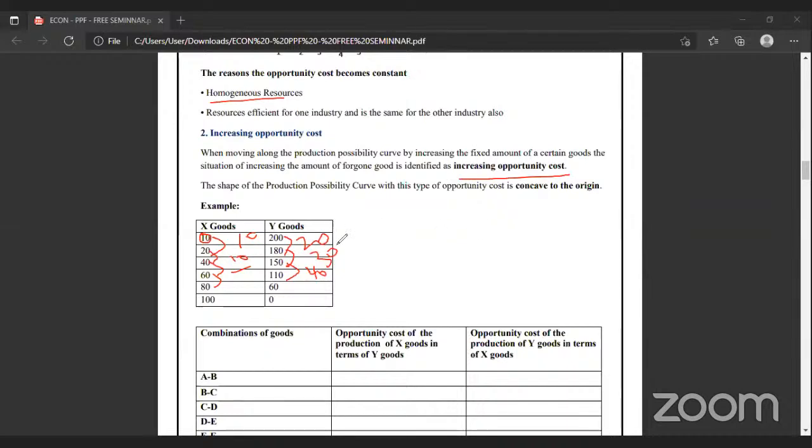Because, for example, labor utilized in Y production is reduced by 20 Y goods, because the people who were producing Y goods are going to shift to X good. At that time, the person who has the capacity of producing Y goods doesn't have the same capacity, the same efficiency, in the production of X good. The resources are heterogeneous, non-homogeneous, and that's why the cost keeps on increasing. There will be more wastage, right?